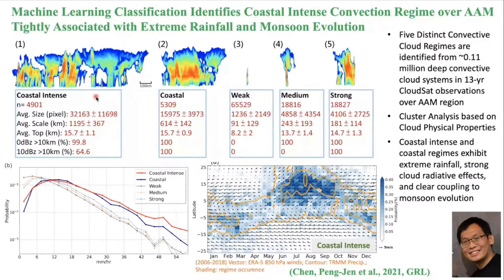And with this clustering, we also see that these coastal intense regimes are highly associated with extreme rainfall in the precipitation spectrum. And their occurrence is also tightly coupled to the seasonal change of the monsoon circulations. Okay.